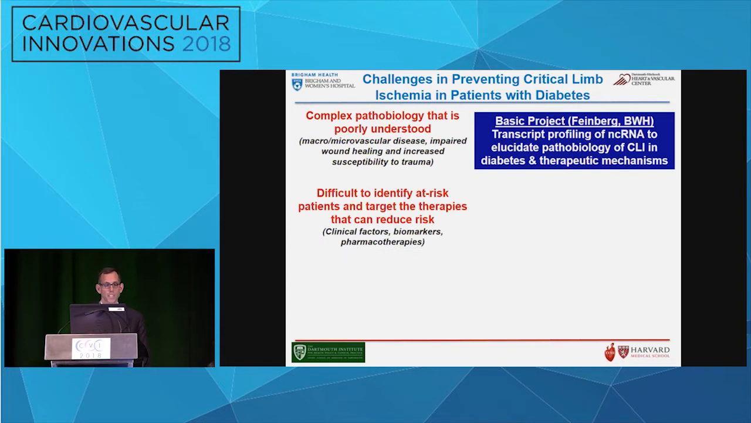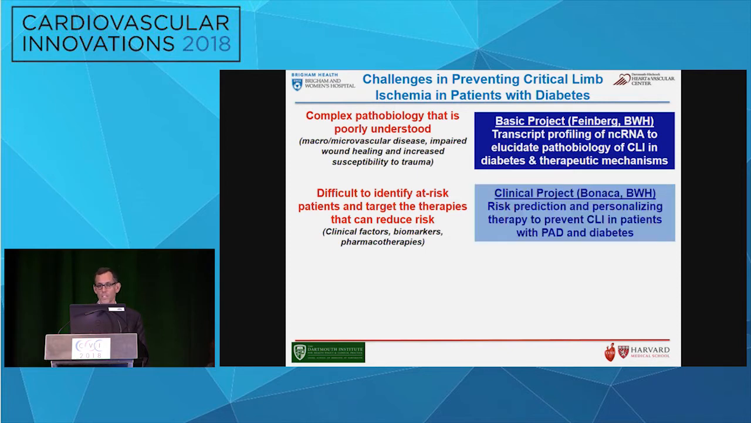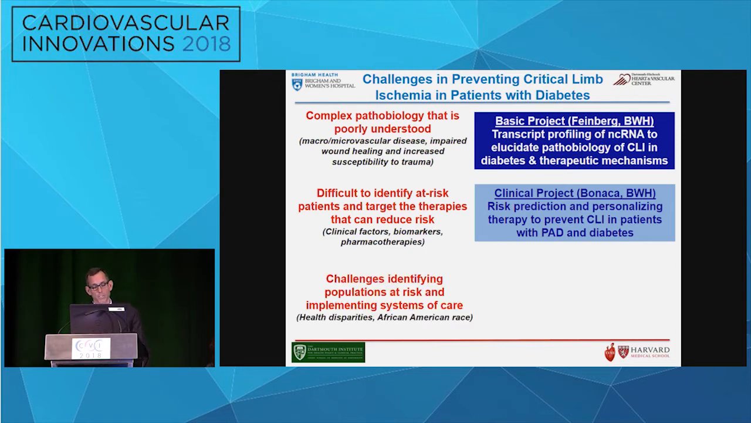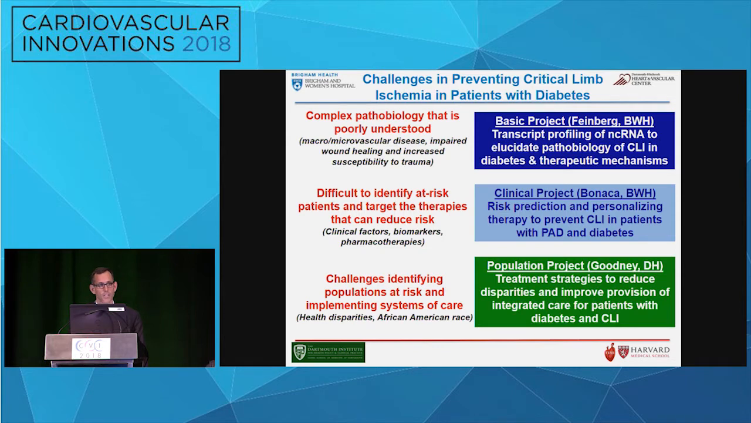We also know that it's difficult to identify how individual patients are going to respond to the different therapies that we have to offer. So Mark Banaka is going to lead a risk prediction and personalizing therapy project in the TIMI study group. And finally, my job is to identify those populations that are going to be most challenging and the systems of care that need the most attention, and try to figure out how we can better deliver simple and inexpensive therapies in those populations.